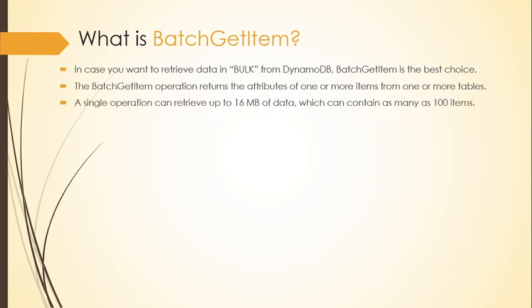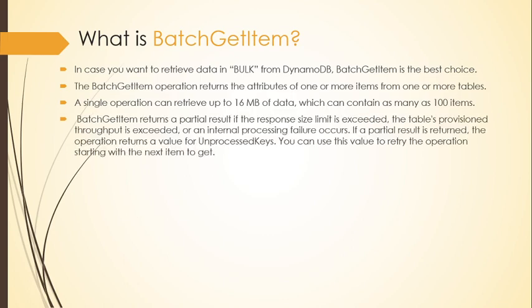A single operation can retrieve up to 16 MB of data, which can contain as many as 100 items. So in a single response, you can get 16 MB of data, and it is equivalent to 100 items. BatchGetItem returns a partial result if the response size limit is exceeded, the table's provisioned throughput is exceeded, or an internal processing failure occurs. If a partial result is returned, the operation returns a value for UnprocessedKeys. You can use this value to retry the operation starting with the next item to get.